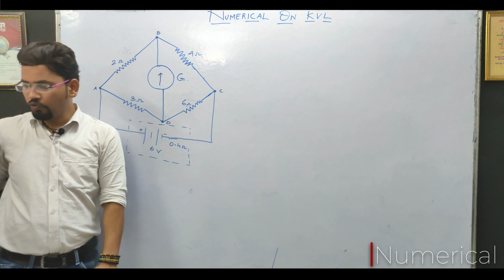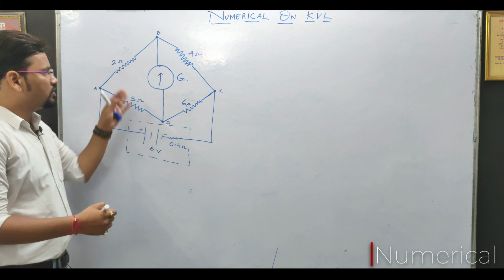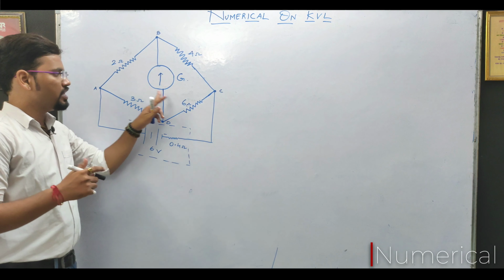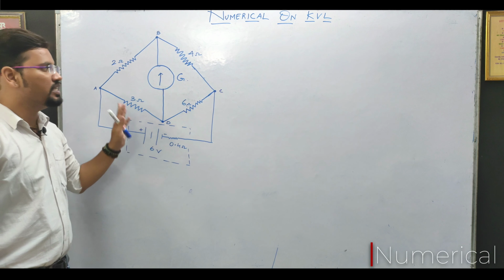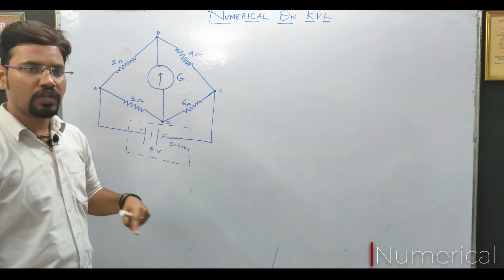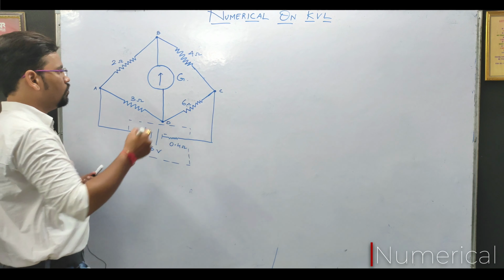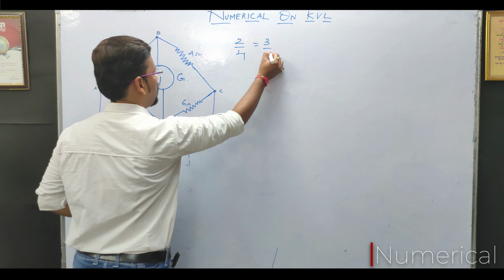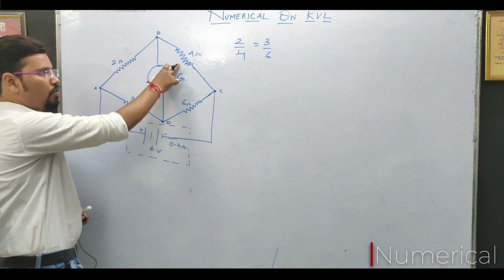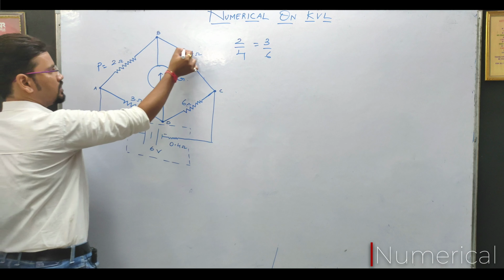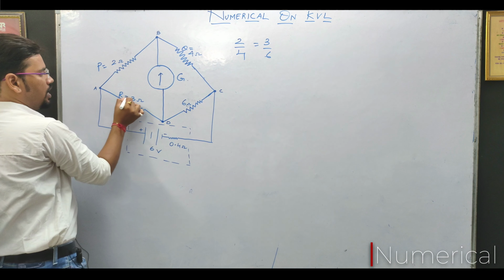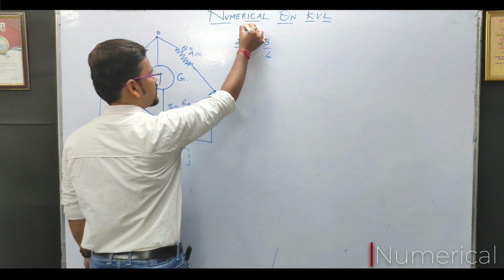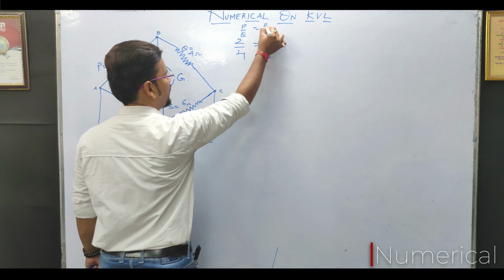Now since we can see in the question that the Wheatstone bridge is balanced, how do we identify that the Wheatstone bridge is balanced? Because the ratio of the resistance in the two arms is equal to the ratio of the resistance in the remaining two arms. So 2 upon 4 is equal to 3 upon 6. 2 upon 4, P upon Q. This is P, this is Q, this is R, this is S. P upon Q is equal to R upon S. This was the condition of a balanced Wheatstone bridge.